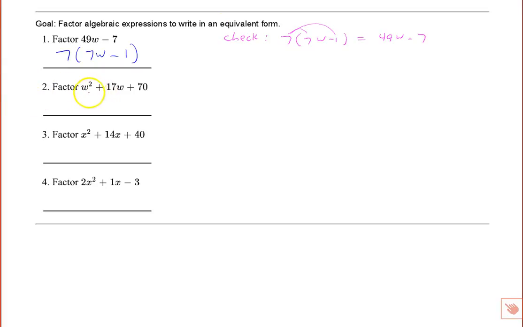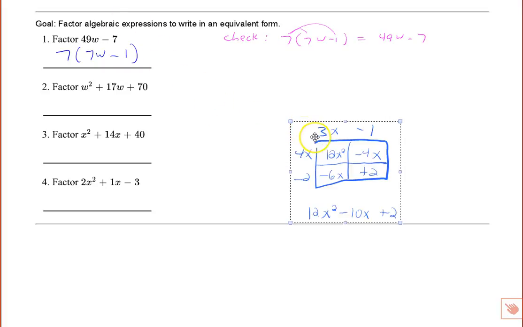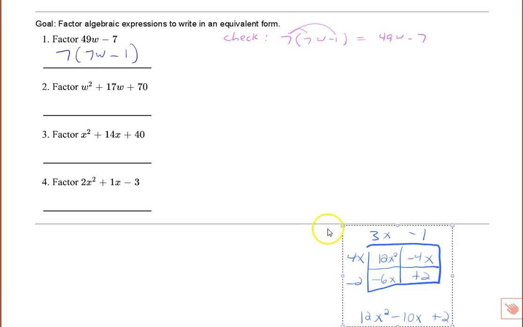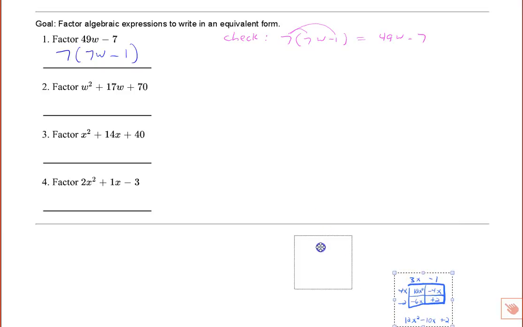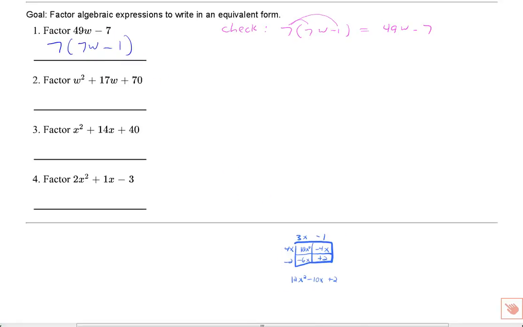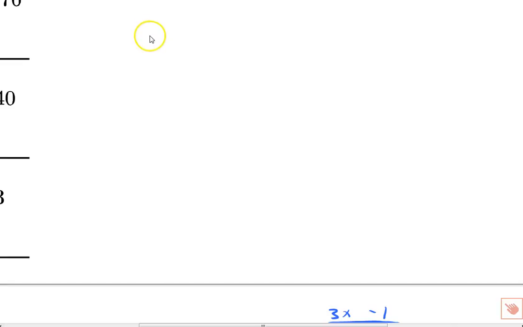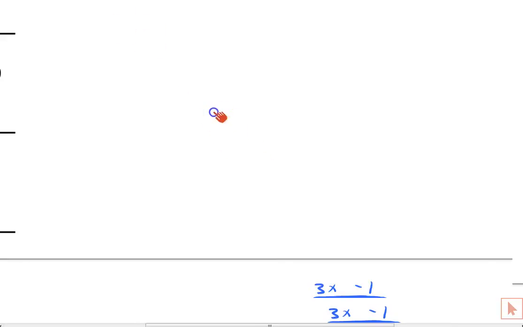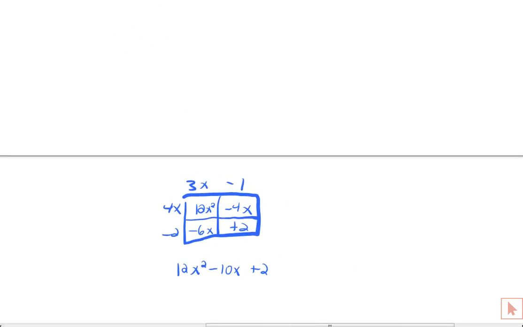Okay, factoring this one, w squared plus 17w plus 70, it's going to take a little more thinking. So I'm going to go down here and take over some space, and we are going to look at this problem. Let me make it smaller. This is an unrelated problem, but it turns out it's actually very related. This is just an example that we need to help our thinking.